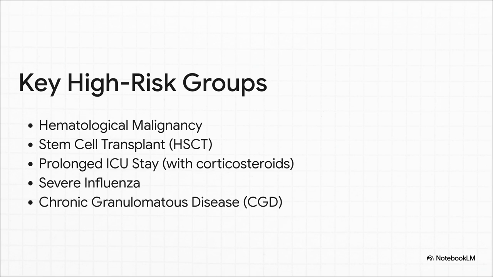So who exactly are we talking about when we say immunocompromised? Well, the guidelines are pretty clear on the highest risk groups. You've got your classic risk factors, like patients with hematological cancers or those who've had a stem cell transplant, but the list is broader than that. Think about any patient with a long ICU stay, especially if they're on corticosteroids, say for a severe COPD exacerbation. We're also seeing it more with severe influenza. And then there's a specific genetic condition, chronic granulomatous disease, where patients are uniquely vulnerable.